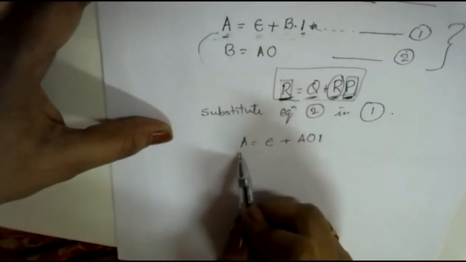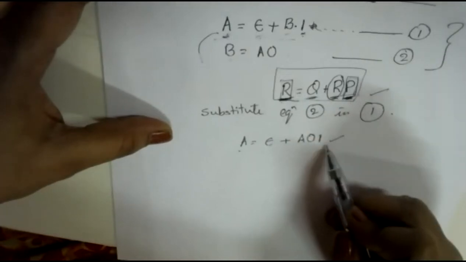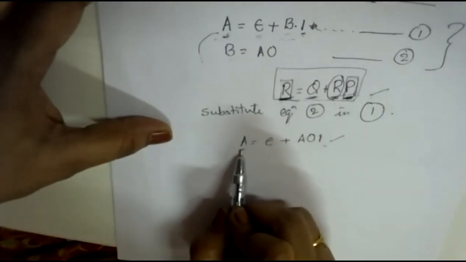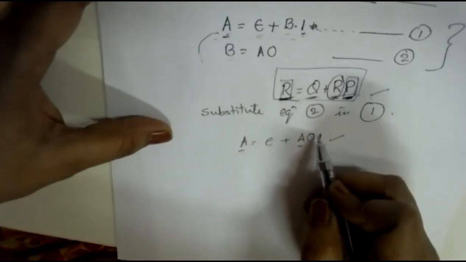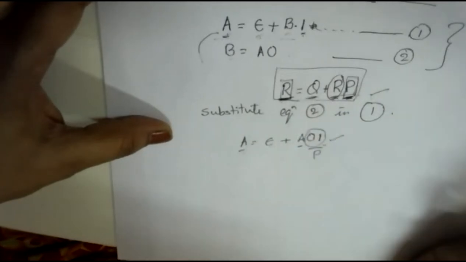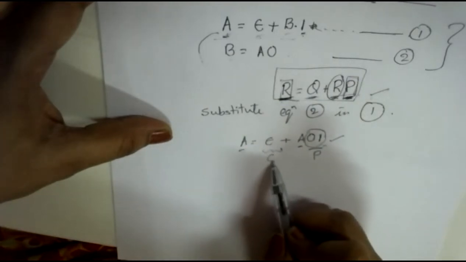Is this equation now in this form? See, I have A. This is my R. Where is R? Here. What is with R? 0, 1. So this becomes my P. Whatever is remaining, that is just epsilon here. That is Q.